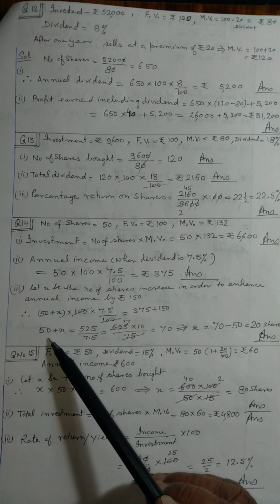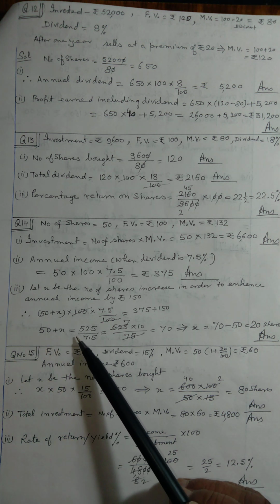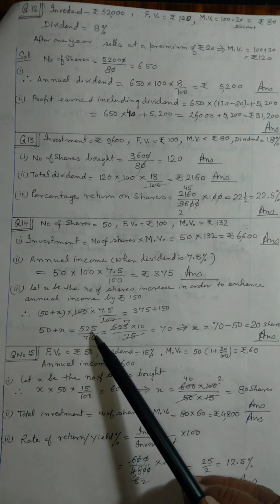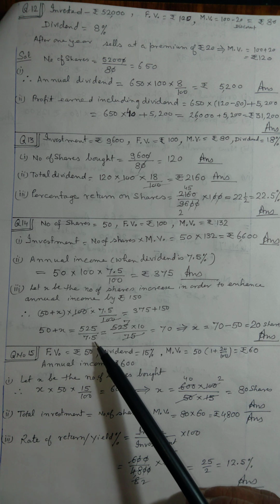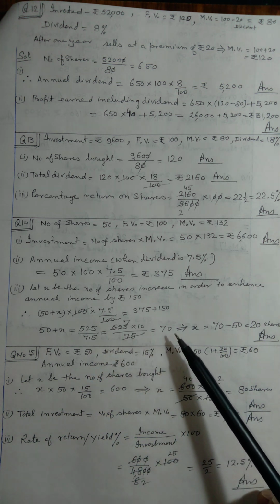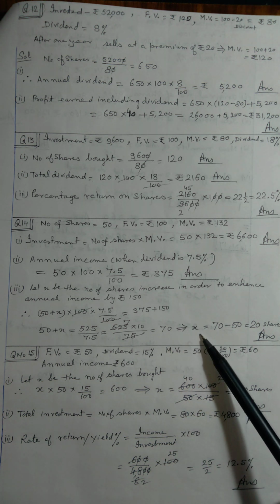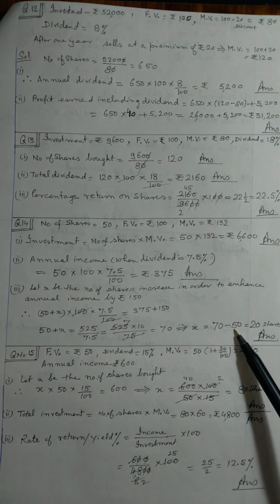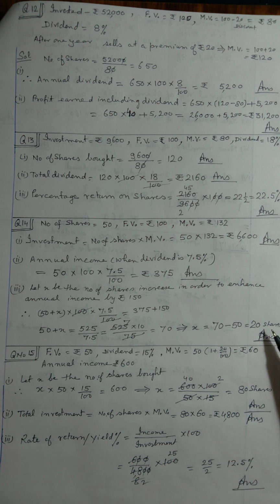You just solve it. 50 plus X will be equal to 525 divided by 7.5. You further solve it, you will get 70. So the value of X will be equal to 70 minus 50, that is 20. 20 shares he has to increase. This will be the answer of the third part.